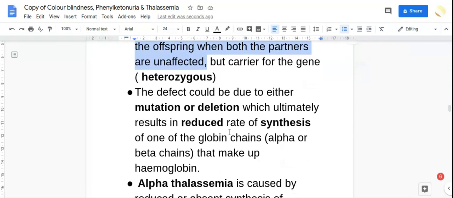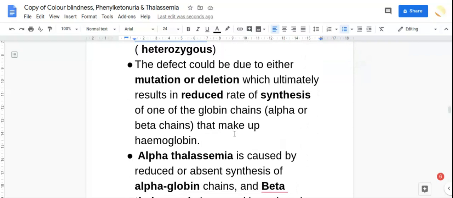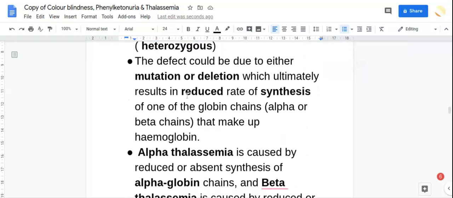Now, to understand thalassemia, first you have to know what is anemia. So, anemia is when the red blood cells are not enough in the body because they are destroyed because of some deformity in the red blood cell. Okay, so red blood cells we all know have hemoglobin. So, this hemoglobin, as we have learned in the 11th standard already, it is made of more than one globin chains.